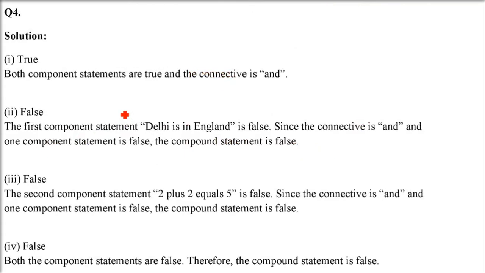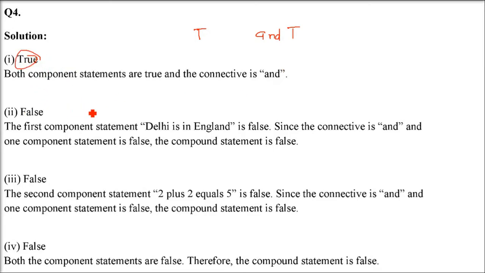Okay. Coming to question number 4. Determine whether the following compound statements are true or false. I'll tell you the statement, and I'll tell you which is true and which is false. Delhi is in India and 2 plus 2 equals 4. Delhi is in India, this is correct, true. 2 plus 2 is 4, this is also correct. T and T, and we have an and. True and true is true for and.